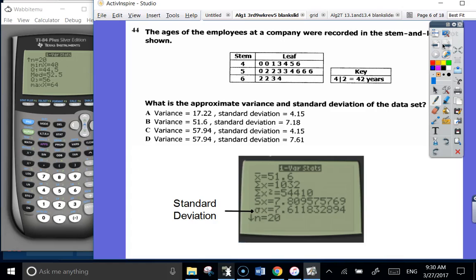I guarantee that most of the kids in math analysis would get it wrong if they had to sit down and by hand do standard deviation. I mean, we've seen it all too many times. But the calculator does it for us, so it's not really that big of a deal. So we just put it in, stat calc 1, and that's what you're looking for, standard deviation. Now, if you look in the 4 options here, the standard deviation is clearly, there's only one that has that 7.61.